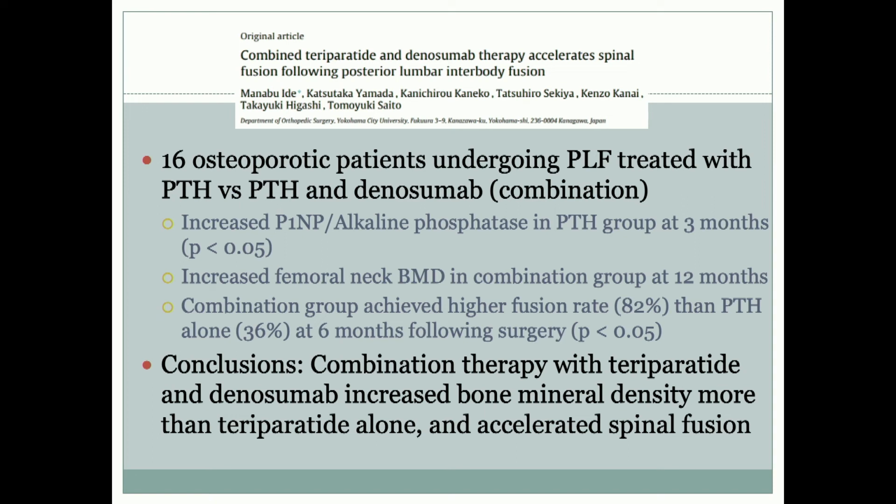This was a study looking at a small series of osteoporotic patients undergoing fusion with Forteo alone versus Forteo plus Prolia, or denosumab. They found increases in bone turnover markers and improvement in BMD in the femoral neck at 12 months. And the combination group had a higher rate of fusion, 82% compared to PTH alone at 6 months following surgery.